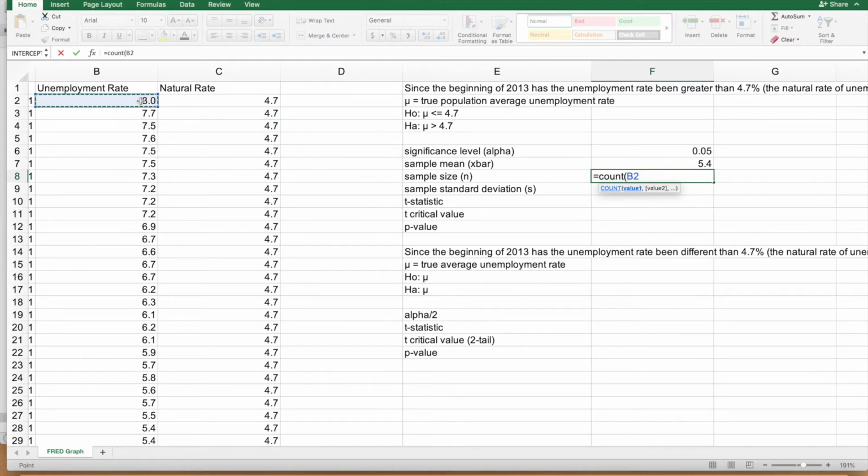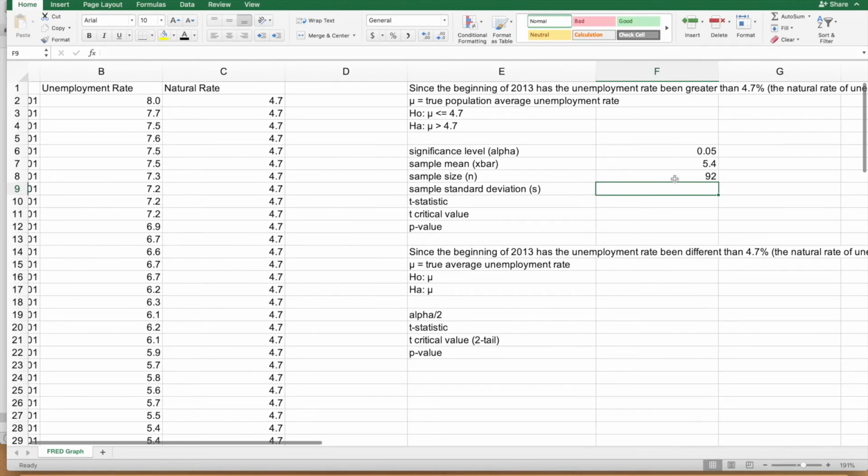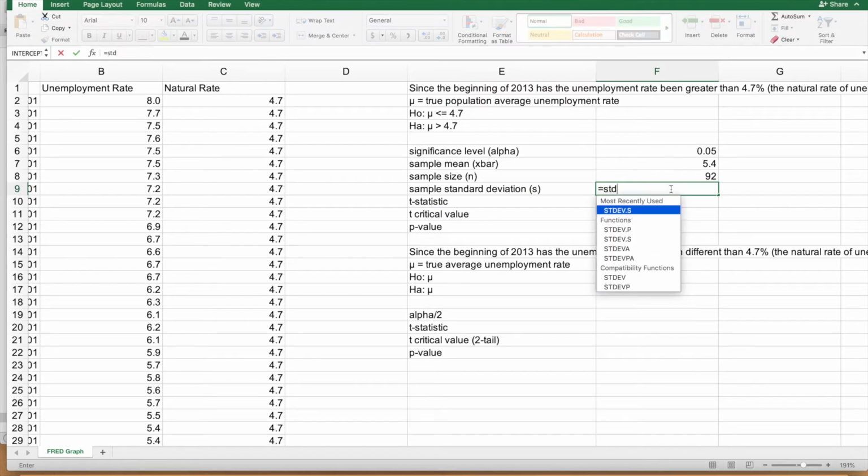Go click on our unemployment rate, Control Shift or Command Shift down, enter. So we have 92 observations. Now we're going to do the sample standard deviation. The fact that we have not provided a population one implies that we're going to be doing a t statistic problem, right? Because we need to estimate the sample standard deviation. And anytime we're in that world, we need to use a t statistic.